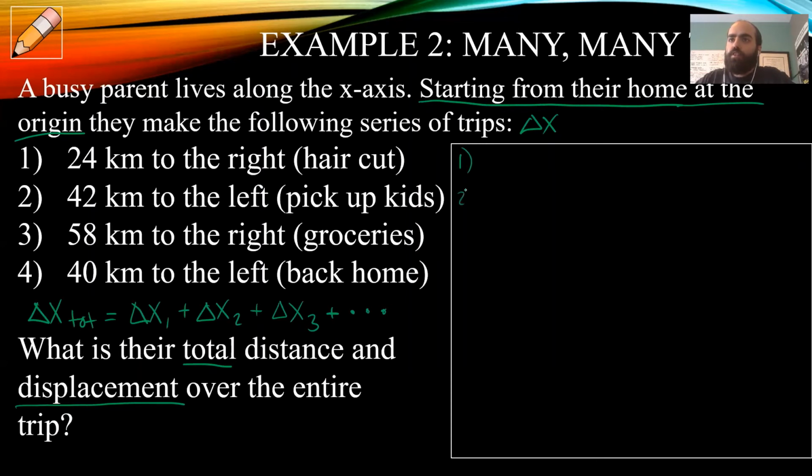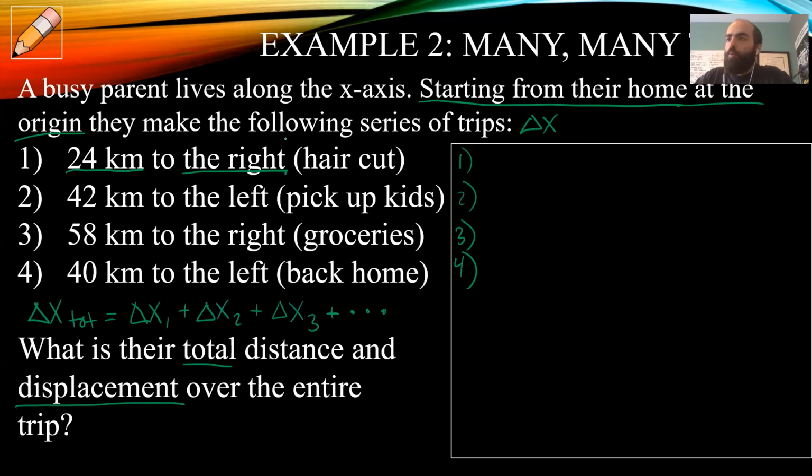So we've got the first motion, the second, the third, and the fourth. We did 4 individual steps, and that's what we're going to put here: our displacements for each of these parts of our trip. So the first thing that we did was we went 24 kilometers to the right.